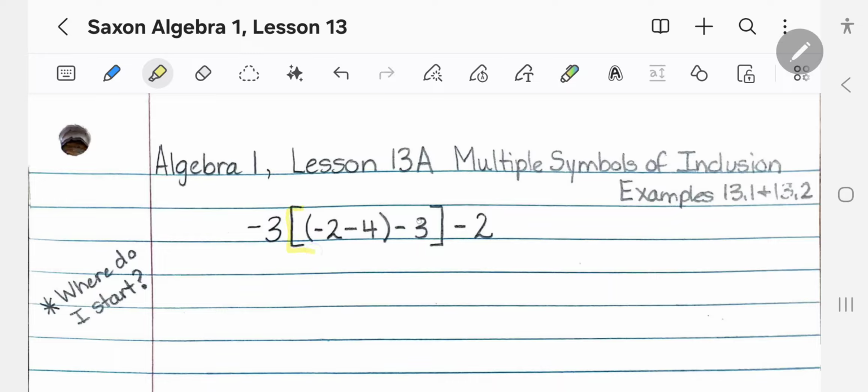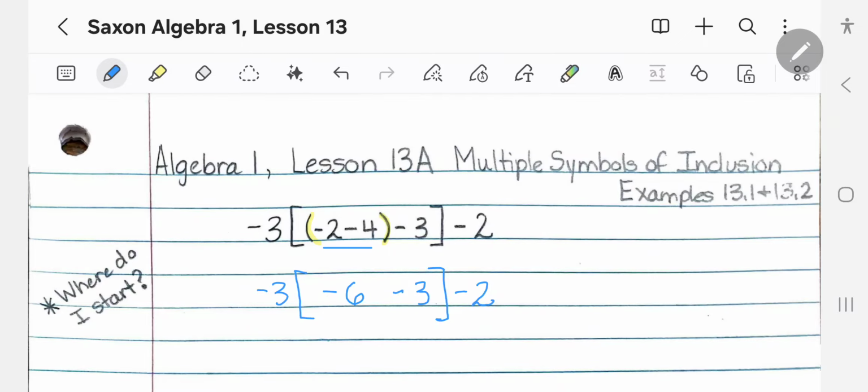So you have these brackets inside of the expression, but inside of those brackets, you have these parentheses. So we're going to start with the parentheses, and we're going to simplify that. And we're going to copy everything else down because everything else stays. It's important to do that so you don't lose anything. Negative 2 minus 4 is like negative 2 plus a negative 4, so that's going to be negative 6.